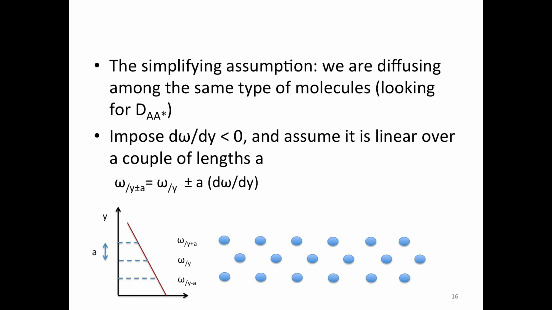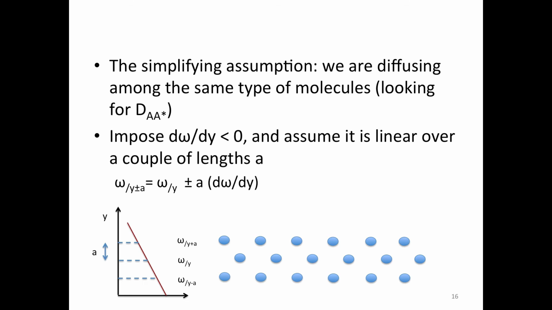We are diffusing along, not the same, but very similar type of molecules. So I don't have to think about different balls of different mass bumping into each other. I'm just going to assume that my molecules are all the same mass and diameter for this particular derivation. And I'm going to impose now the difference in concentrations.